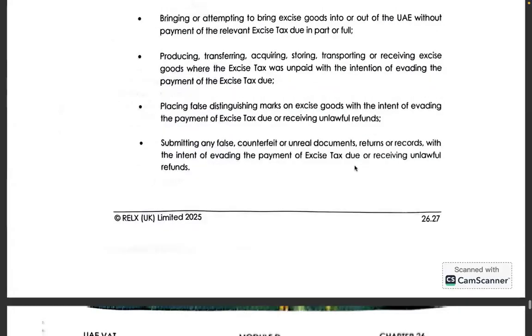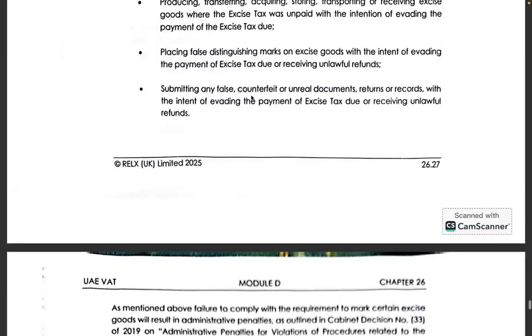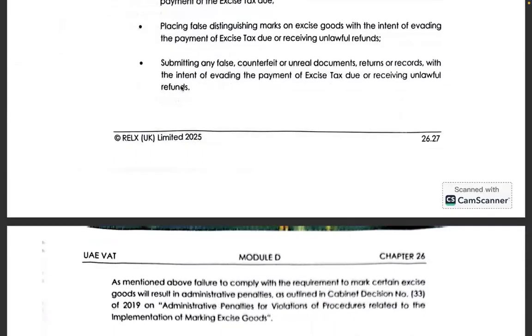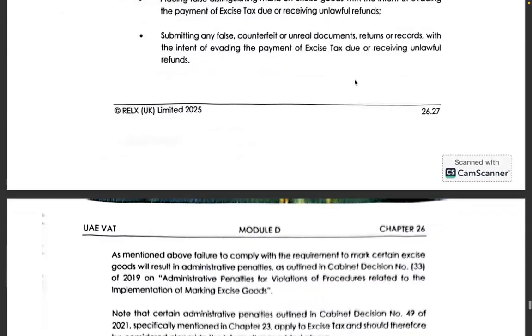So, wrong marking. Submitting any false, counterfeit, or unreal documents, returns, or records. So that's a fake. That's a clear case of tax evasion, with the intent of evading the payment of excise tax due or receiving unlawful refund.